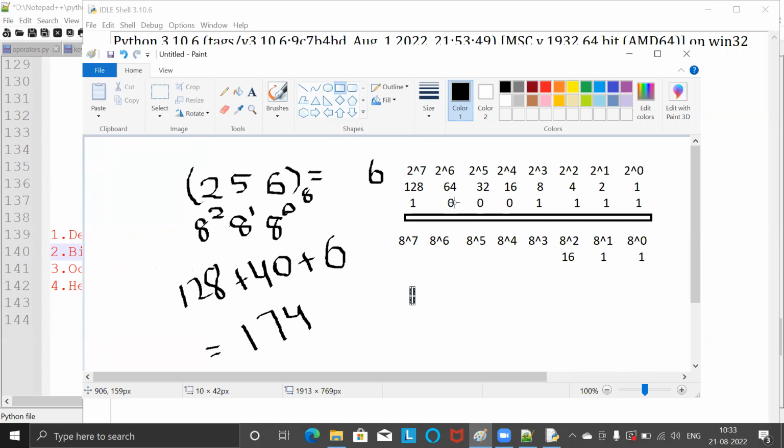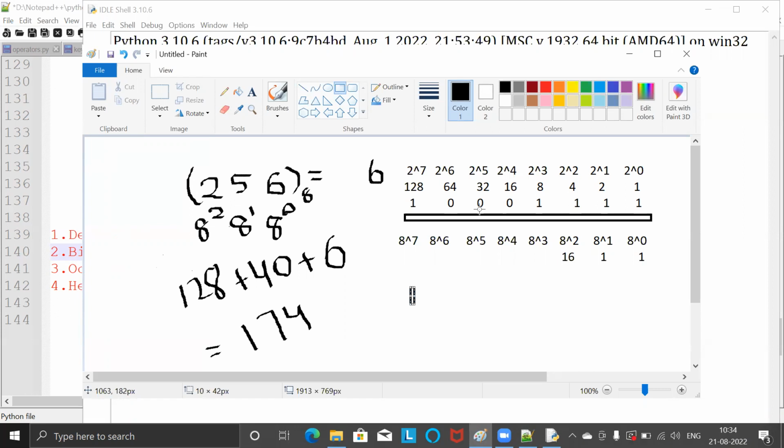128 plus 64 is greater than 143, and 128 plus 32 is also greater, so it is 0. And 128 plus 16 is 144, also greater. And 128 plus 8 is 136. 136 is less than 143, so it returns 1. 136 plus 4 is 140. 140 is smaller than 143, so it returns 1. 140 plus 2 is 142. 142 is also smaller than 143, so it returns 1. And next, 142 plus 1 is 143. It is equal to 143.